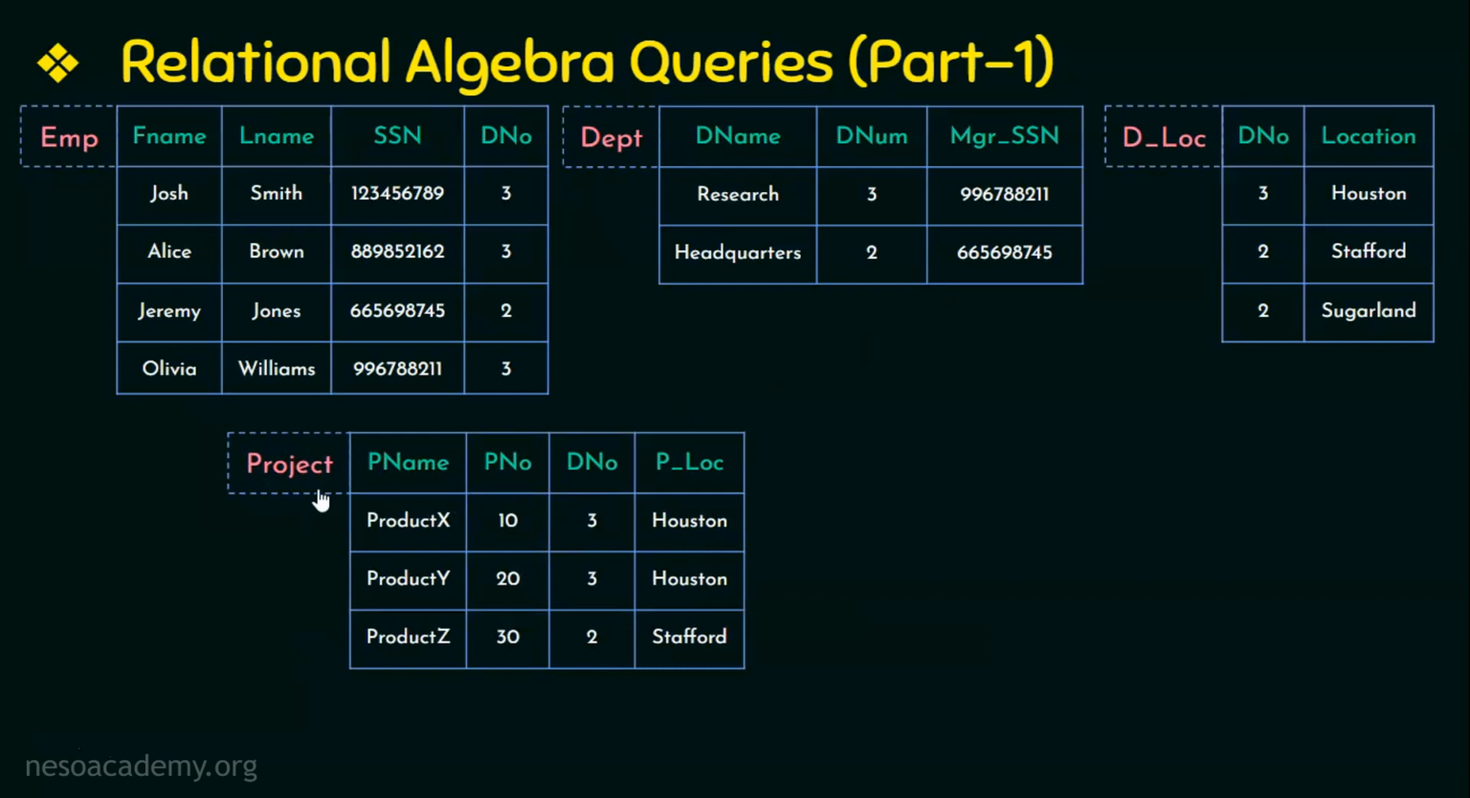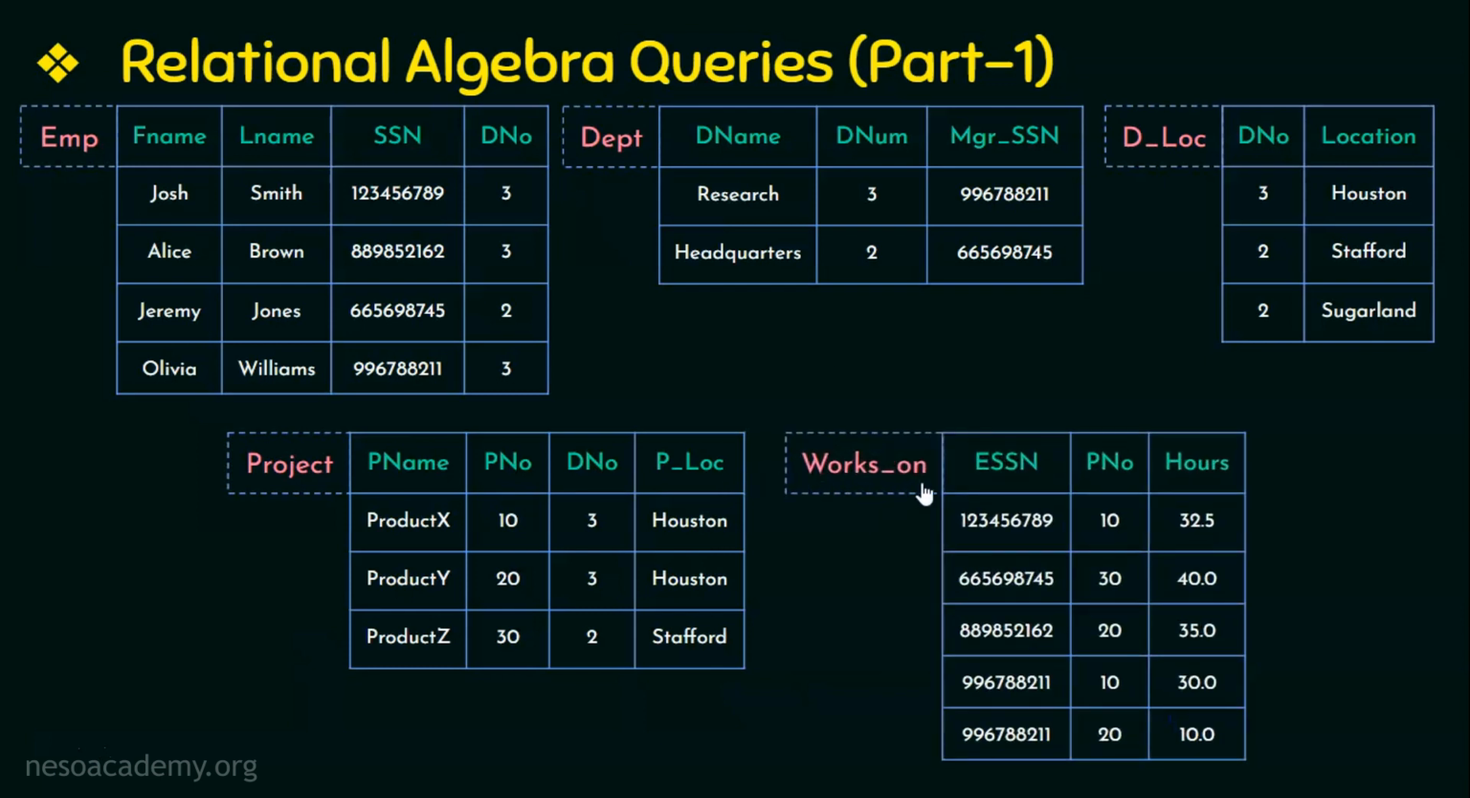Next, the project relation with attributes project name, project number, department number and project location contains the details of all the projects. And finally, we have the works on relation with employee SSN, project number and total number of hours worked as its attributes. This relation contains the details of the total number of hours the employees worked on each project.